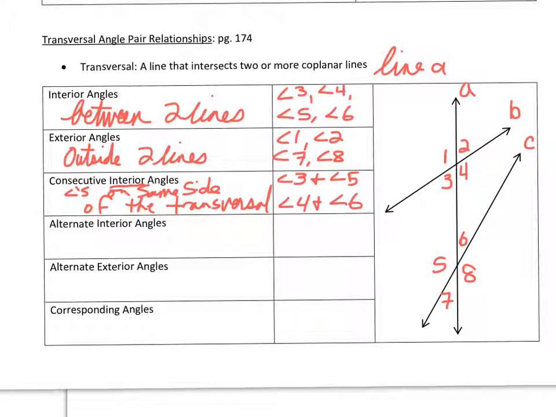All right, if we've got a consecutive interior angle, we could have an alternate interior angle. Alternate interior angles are angles on the opposite sides of the transversal. They've got to be listed in pairs. So I would have angle 4 and angle 5, and then the other pair would be angle 3 and angle 6.